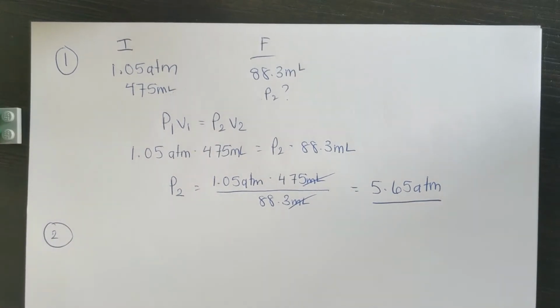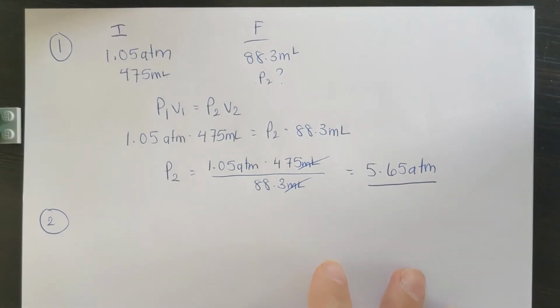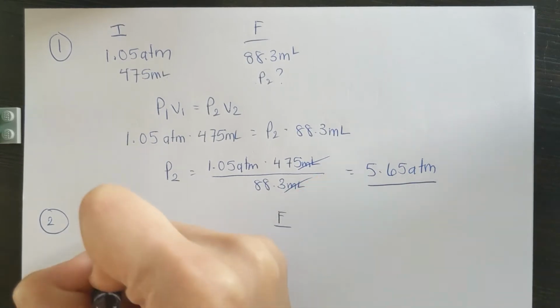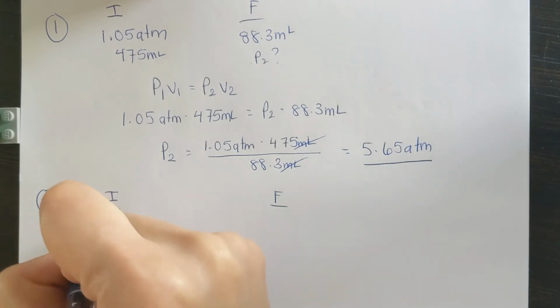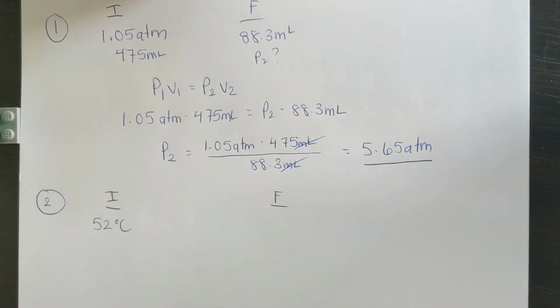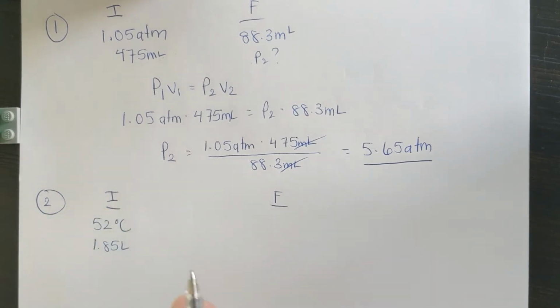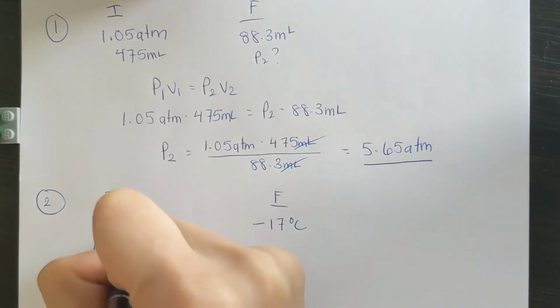Okay, let's look at number two. Number two, we have a balloon initially at 52 degrees Celsius and 1.85 liters, cooled to negative 17 degrees. So what is the volume of the balloon? Okay, so more initial and final sets of conditions. So initially we have 52 degrees Celsius and 1.85 liters. In our final, the temperature is negative 17 degrees Celsius.